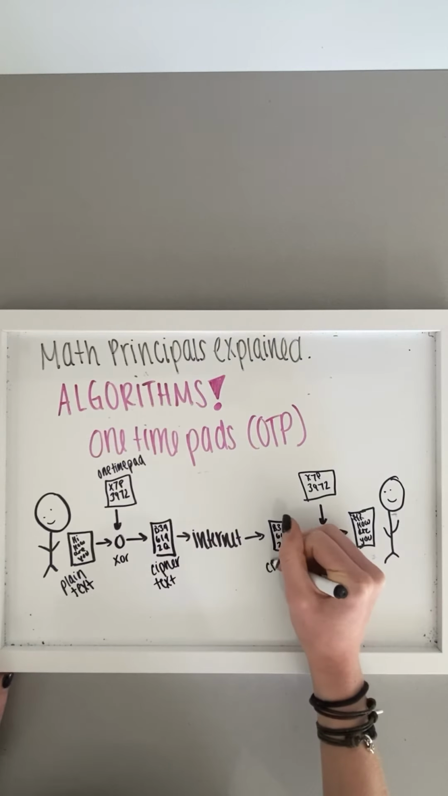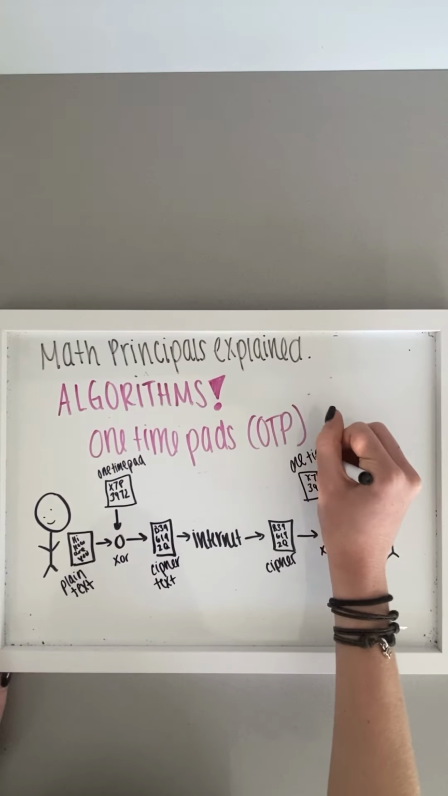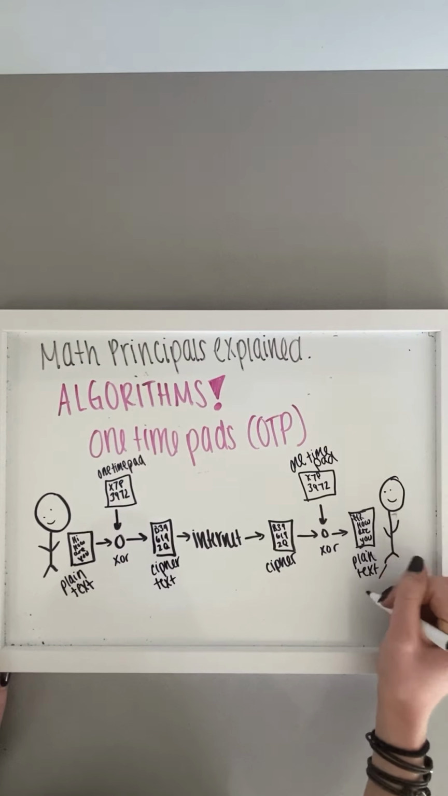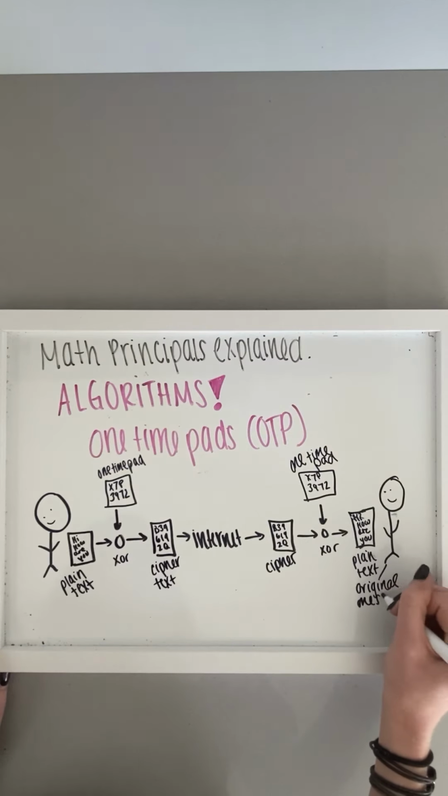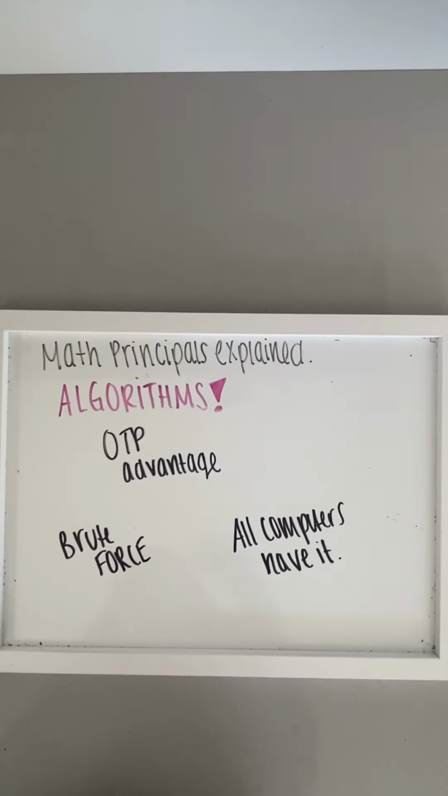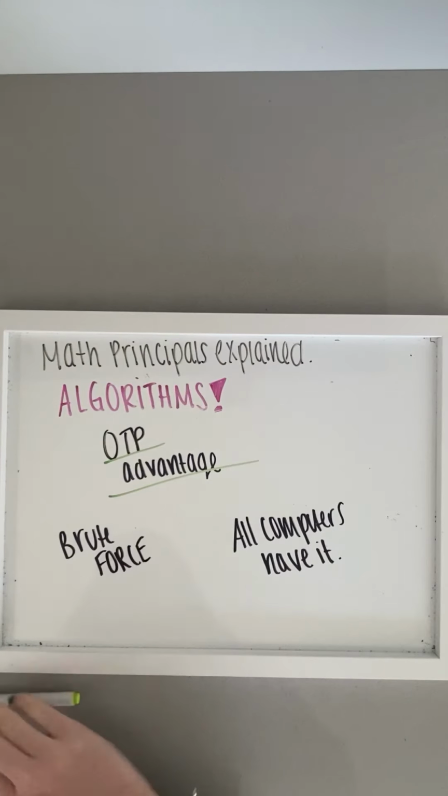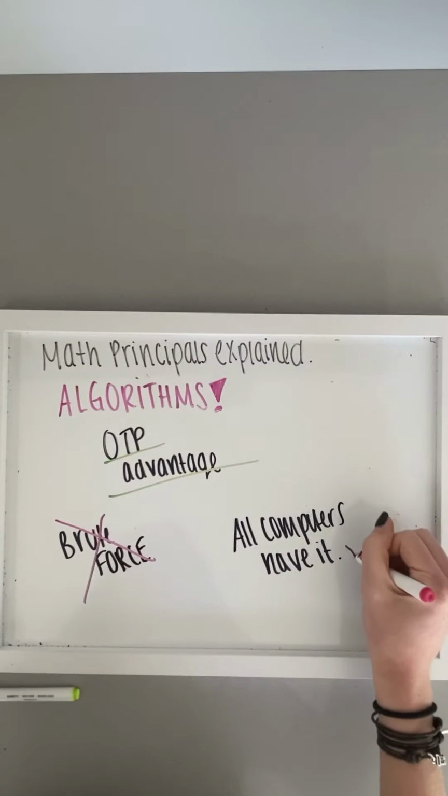Then it goes to the internet, where it goes back to the other computer in the cipher message, where a one-time pad is used again to get back the original message. A key takeaway of one-time pads is that it can't be recovered by brute force, and basically all computers have it.